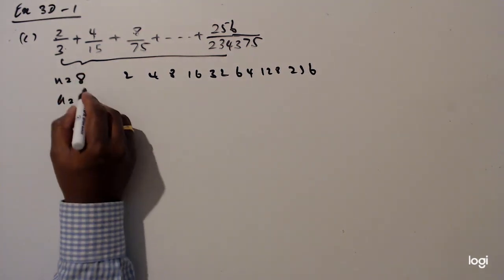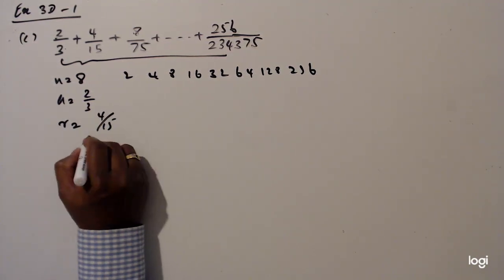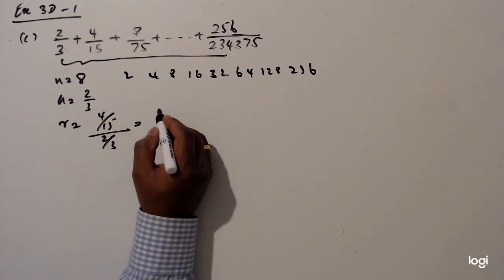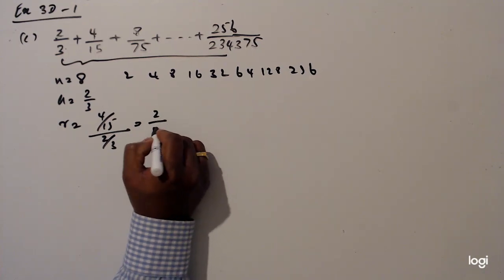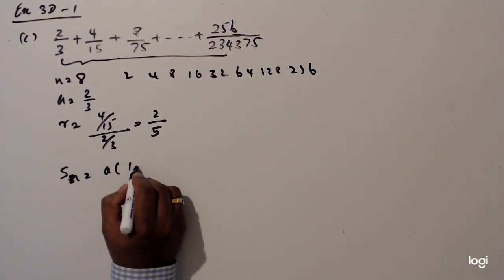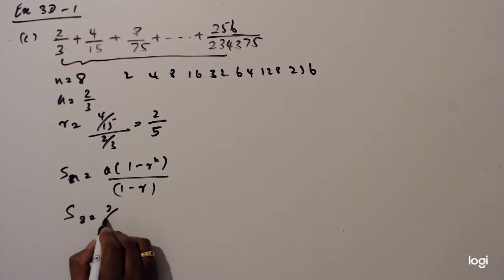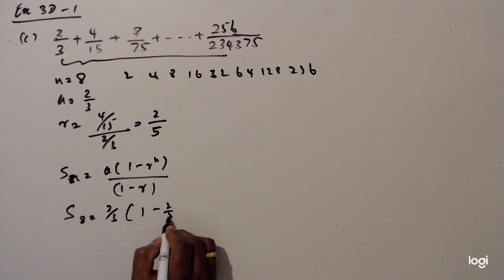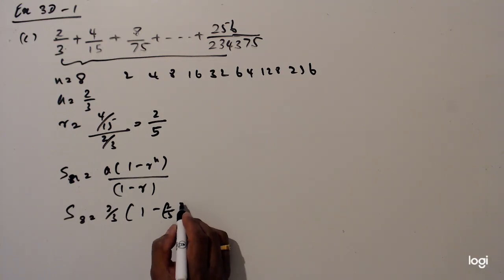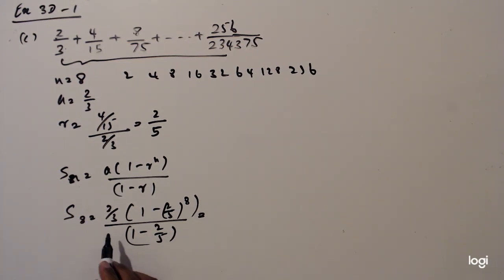And the A value is 2 over 3. And the R value is 4 over 15 divided by 2 over 3, that is 2 over 5. Sn equals A times (1 minus r^n) over (1 minus r). S8 equals 2 over 3 times (1 minus (2 over 5) to the power 8) over (1 minus 2 over 5). This is going to be 5 over 5 minus 2, 3 over 5.